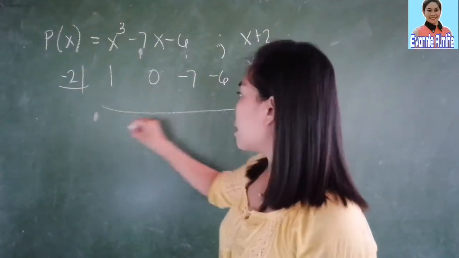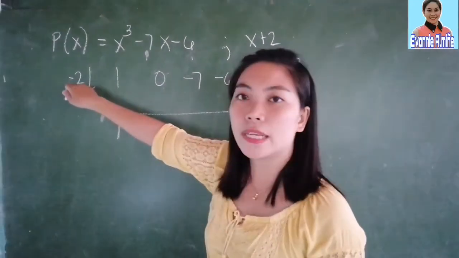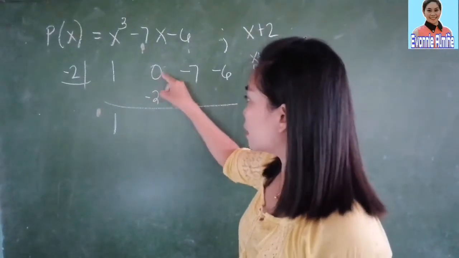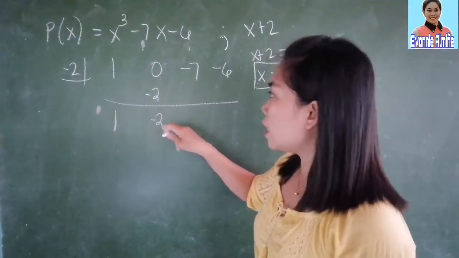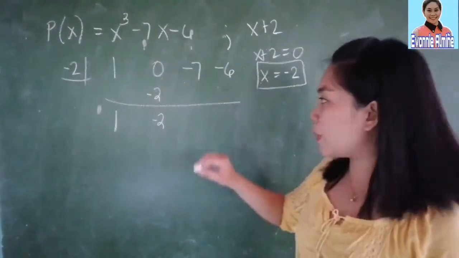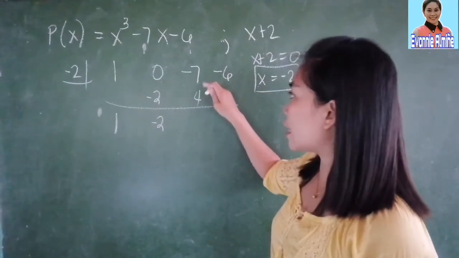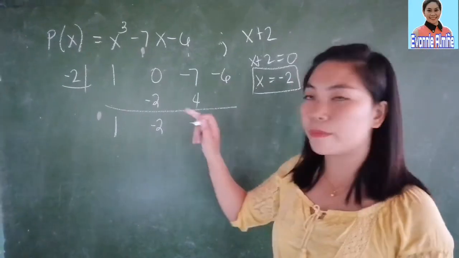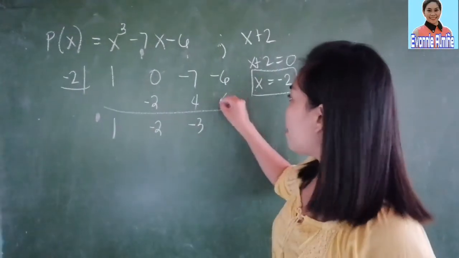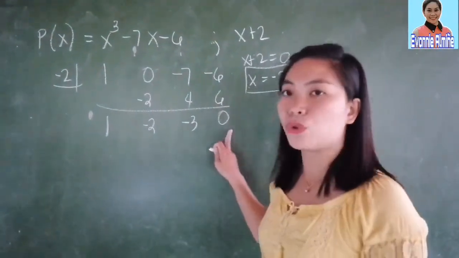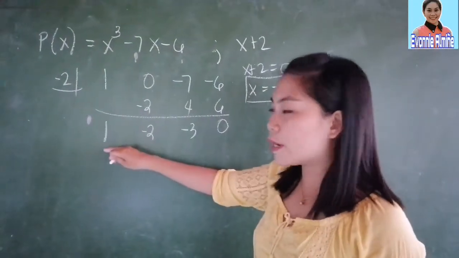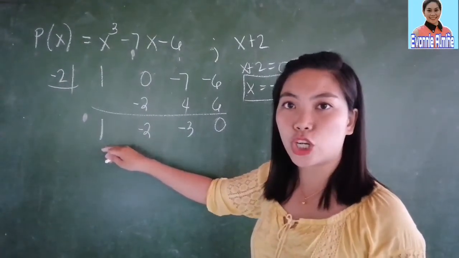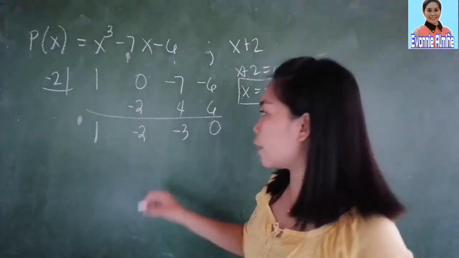Bring down 1. 1 times negative 2, you have negative 2. 0 minus 2, of course, negative 2. Negative 2 multiplied by negative 2, you have positive 4. Then negative 7 plus 4, you have negative 3. Negative 3 multiplied by negative 2, you have positive 6, and it is equal to 0. Now, meron na po tayong depressed equation which is in quadratic equation.